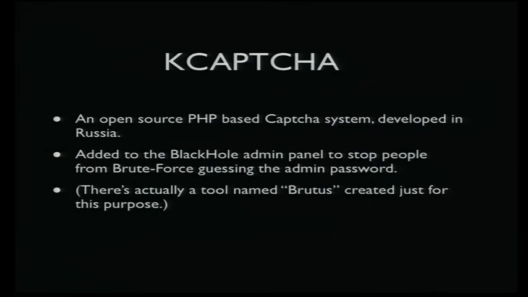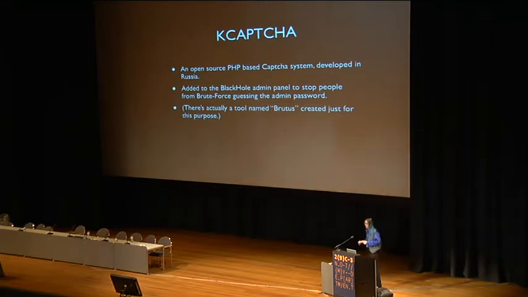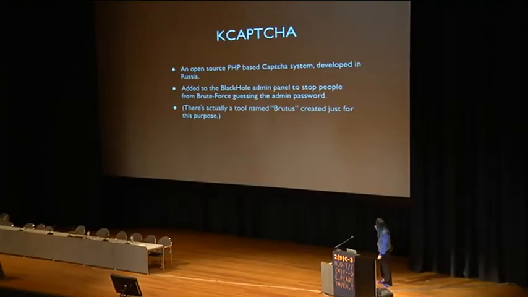And the other big new feature in version 2, which isn't really all that different from version 1.25, was pretty much adding this captcha system, because it turns out there's actually a tool that's created just for brute forcing the admin password on BlackHole exploit kits. When I was translating the Russian announcement, it said Brutus, and I'm like, does that mean brute force or something? And it's like, no, there's an actual tool named that.